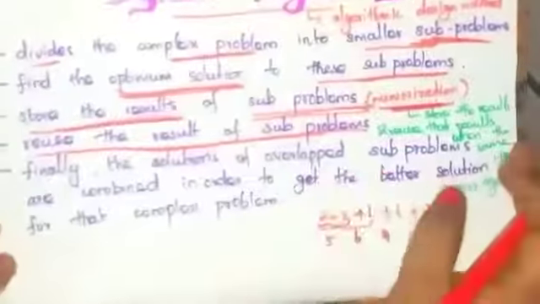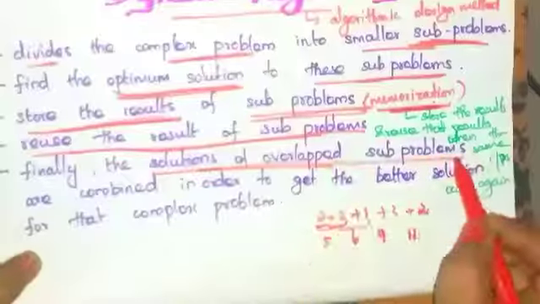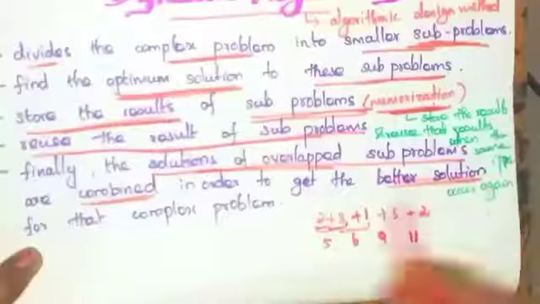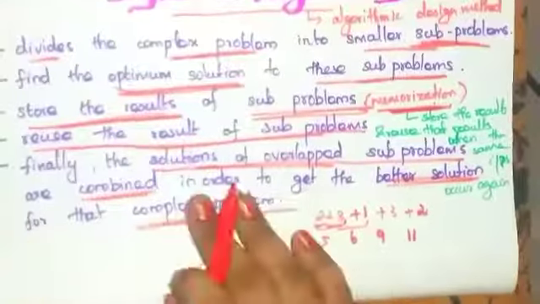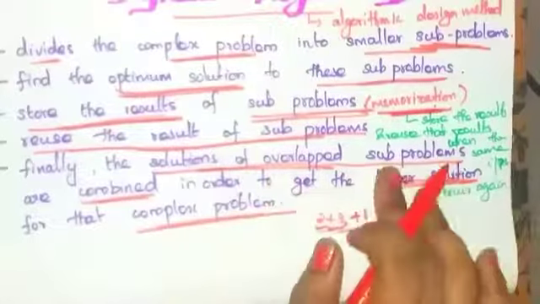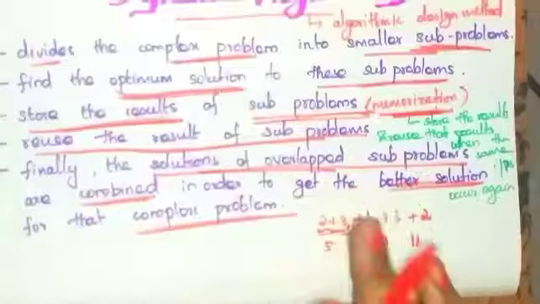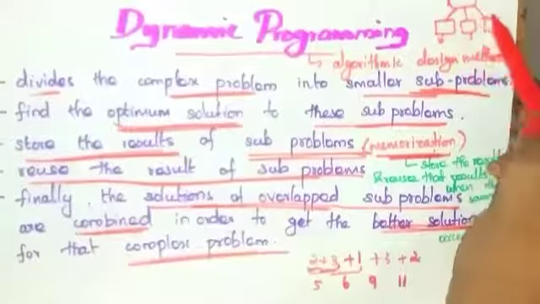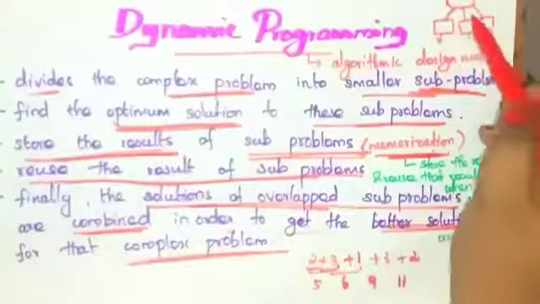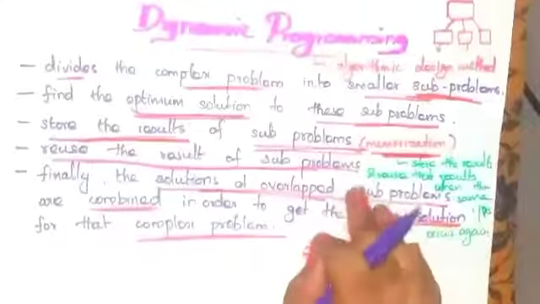Last point. Finally, the solutions of overlapped subproblems are combined in order to get the better solution for that complex problem. So at the end, the solutions of these overlapped subproblems are combined, which means the solutions of all these subproblems are combined to calculate the result of the main problem. So this is the basics of dynamic programming.